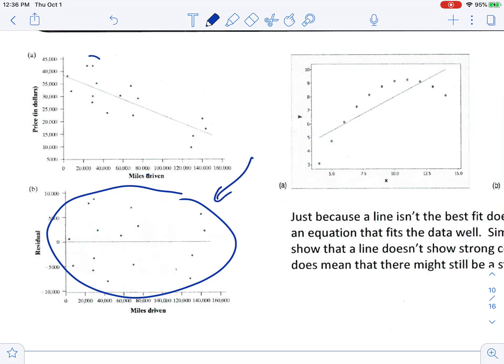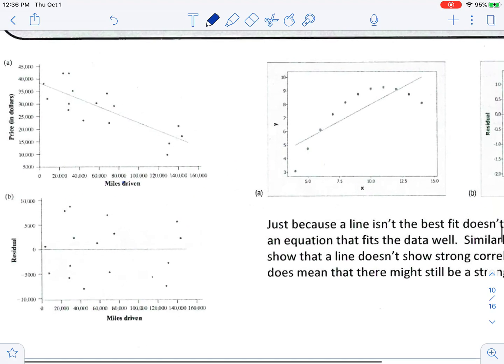When that happens, it means that these points were randomly scattered along the line, which generally means that that line is a good model, that a linear model is a good fit for the data. Because there's going to be some points above, some points below, and there's no pattern. The big thing is random scatter with no pattern.